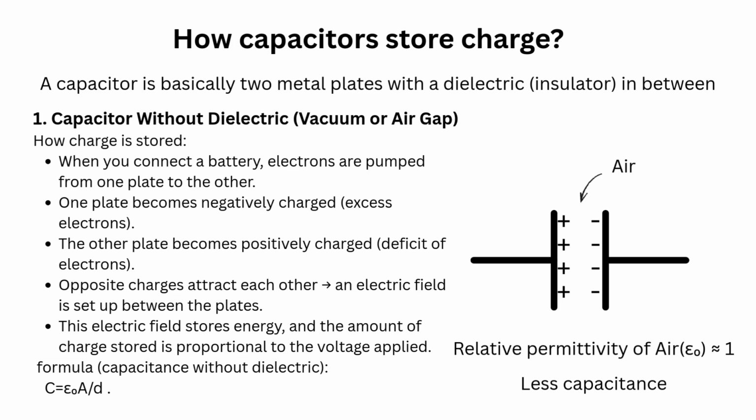The formula for capacitance without a dielectric is C equals epsilon zero into A divided by d, where C equals capacitance in farads, epsilon zero equals permittivity of free space, which is around 8.85 times 10 raised to minus 12 farad per meter, A equals area of the plates, and d equals distance between the plates.